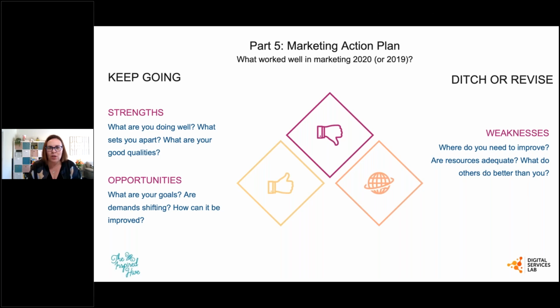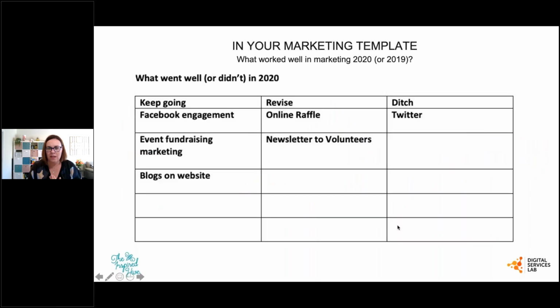And then when we go across to that ditch or revise column, there's some of the things that we want to think about that you can improve on, or maybe you didn't have enough resources to be able to adequately do that particular activity. Or perhaps there's just something that you think, we tried it, we didn't do it very well, we're going to let someone else do it. Or it might be something that you go, yes, we did try it, and we actually didn't get any engagement, any uptake in it.